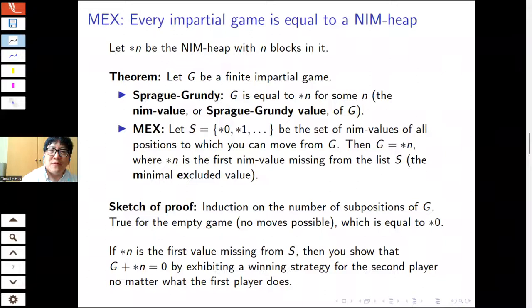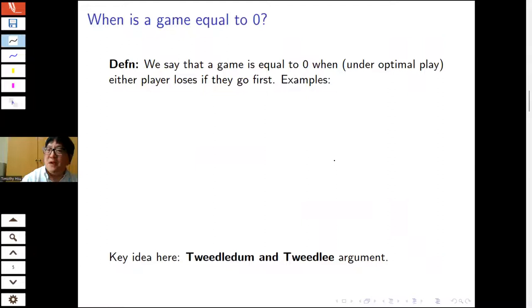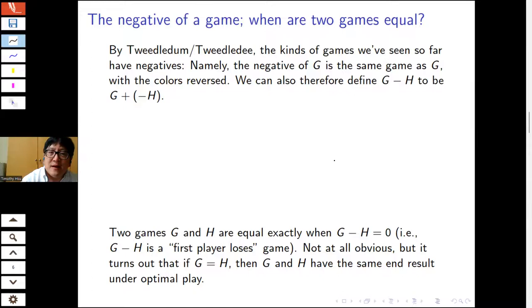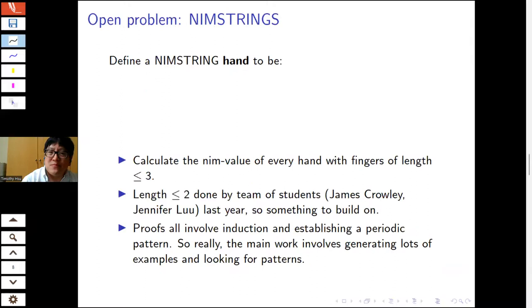So for the theory, the next few slides are about the sum of two games. When is a game equal to zero? The negative of a game, when are two games equal? And then what you might call the Mex principle. All right, the sum of two games.